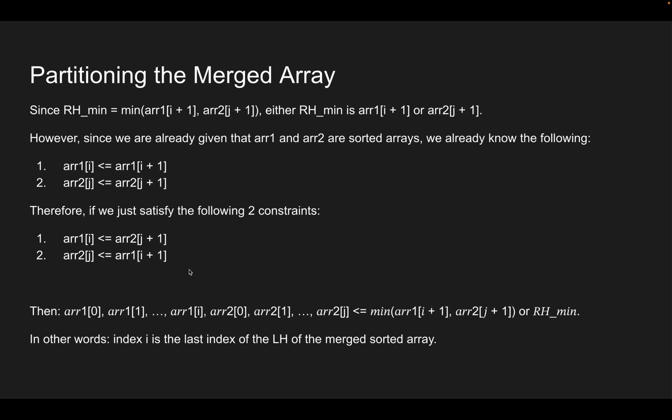Then this set of numbers, array 1 at index 0, array 1 at index 1, all the way up to array 1 at index i, and array 2 at index 0, array 2 at index 1, all the way up to array 2 at index j, all of these numbers are going to be less than or equal to the minimum of array 1 at index i plus 1 and array 2 at index j plus 1, or the minimum element of RH. So in other words, the selected elements form the LH of the merged sorted array.